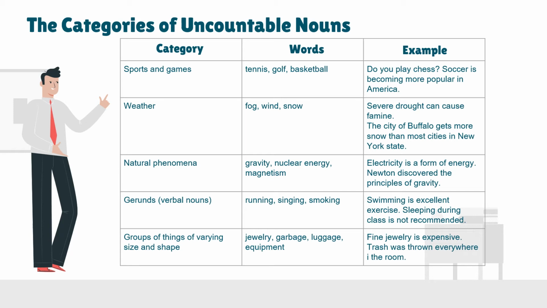Go on to the next category, natural phenomena: gravity, nuclear energy, magnetism. For example, electricity is a form of energy. Newton discovered the principles of gravity.